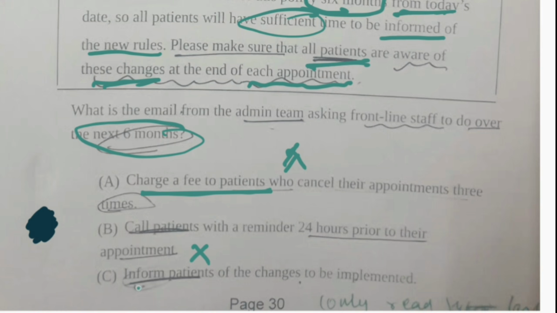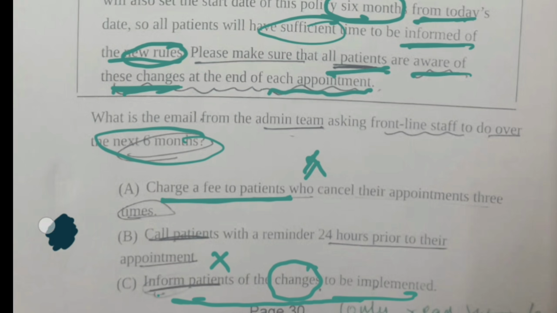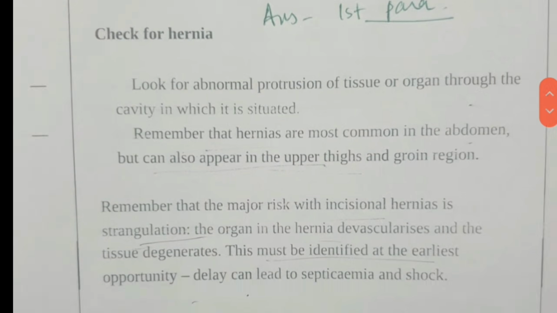Eliminated. Inform patients of the changes to be implemented. Is it said that? Informed of new rules. New rules are the changes that are going to be implemented. So the answer is C. Right. So how did we get this answer? Just by reading the last line. Now let's take another example.